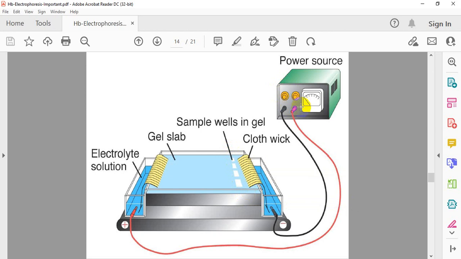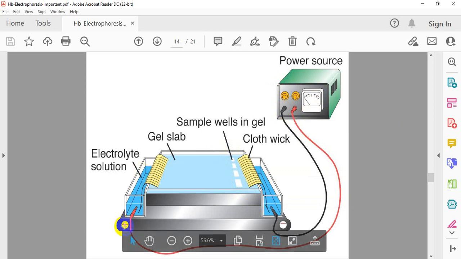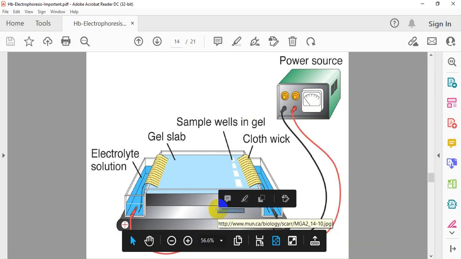This is the power source we connect to. Red wire to the red, black wire to the black. This is the positive anode and the negative cathode. They supply the electrical field.